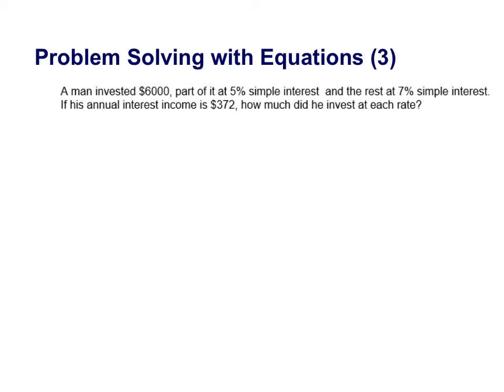Okay, so what's happening is he's taking his $6,000 and he's investing it at two different rates. So the first rate is 5%.